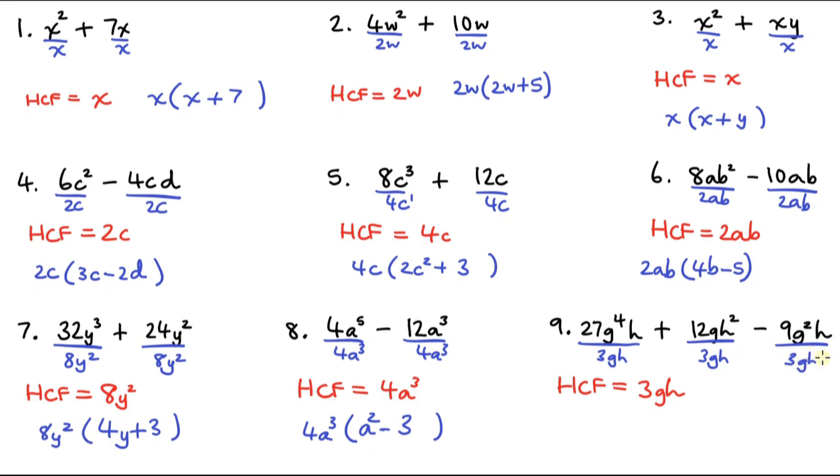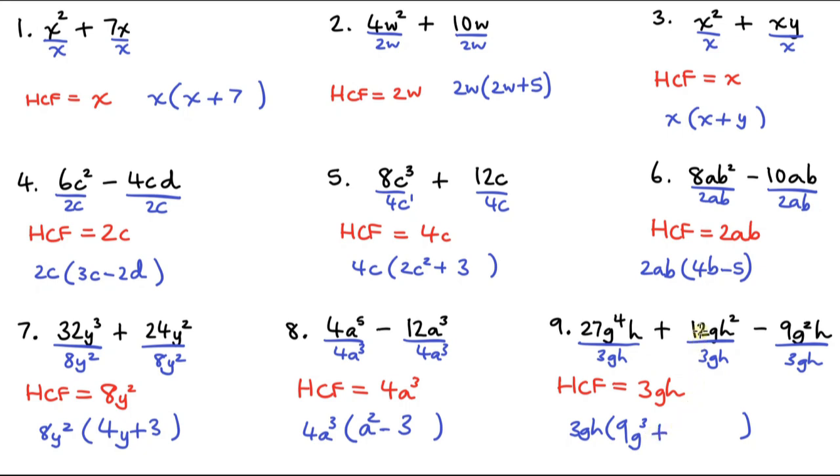So exactly the same as before. So we take the 3gh outside of our brackets. Let's make it a bit bigger. So the first term, 27 divided by 3 is 9. Let me make that 9 a bit clearer. It looks a bit like an A. So g to the power 4 divided by g is g cubed. H divided by h, those two terms cancel out. So that's the first term done.